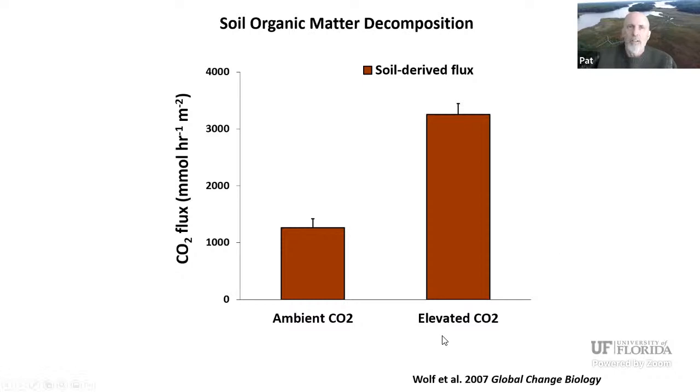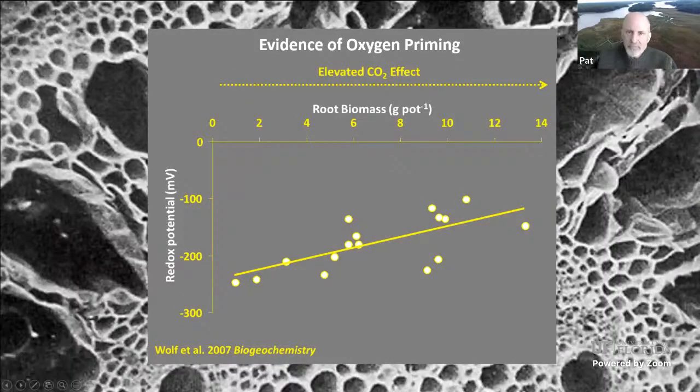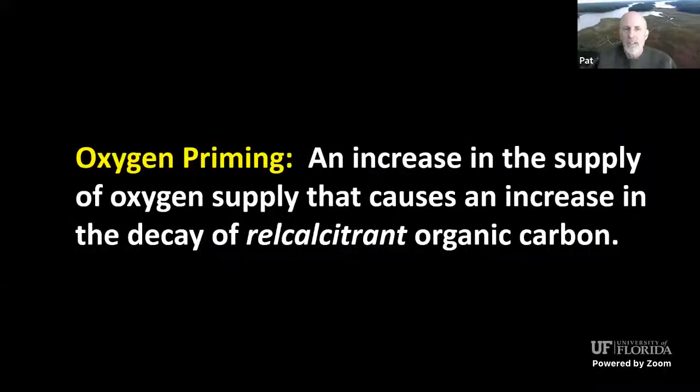Now, the default hypothesis is that this is caused by an increase in labile carbon the way I presented it. But we also observed this, that at high CO2, where we have a very high root biomass, we also had a relatively higher redox potential. And this led us to propose a second type of priming, oxygen priming. Same definition, but here the supply of oxygen increases the decay of recalcitrant organic matter.